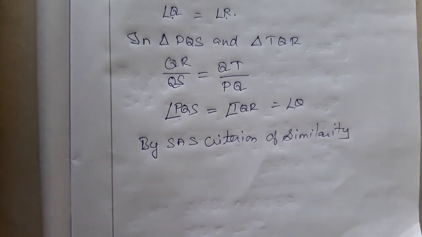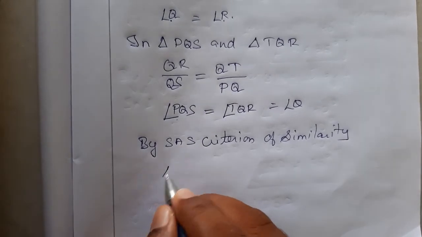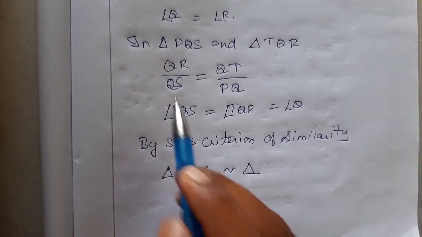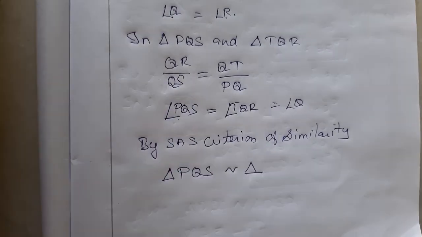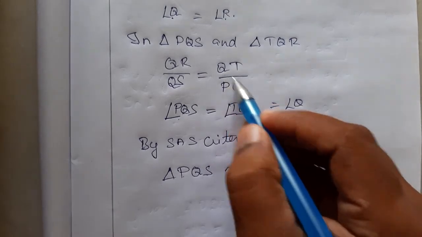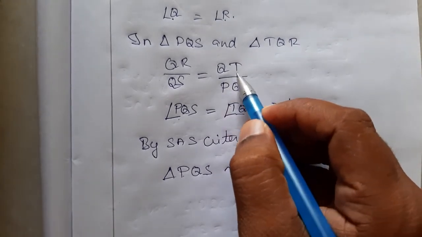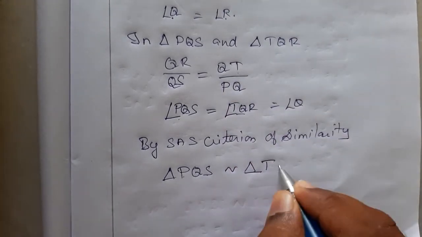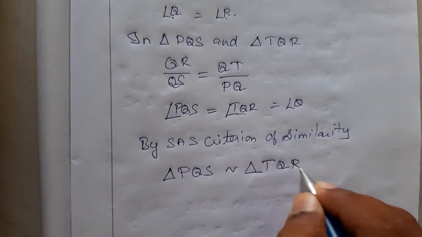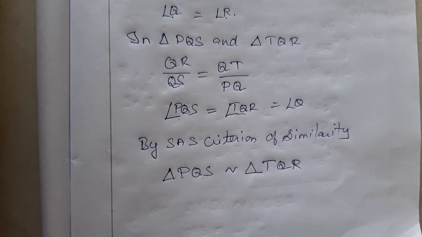we have to write in the order. So first triangle we can write the same, PQS is similar to triangle TQR. Here you can see Q and Q are common. What about P? The P is similar to T, and Q is the same, and R is similar to S. So we have shown it. Thank you.